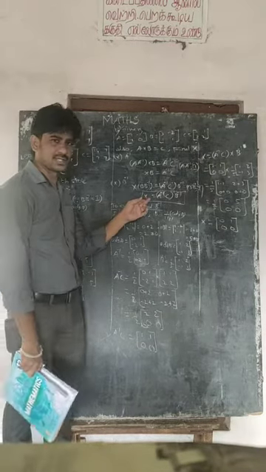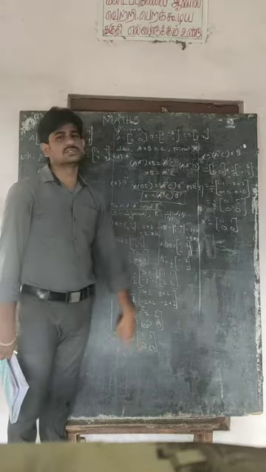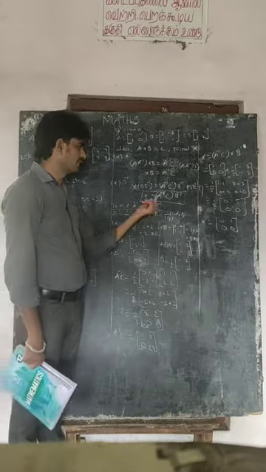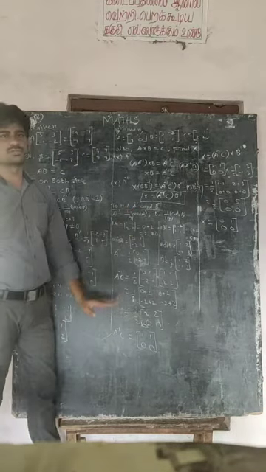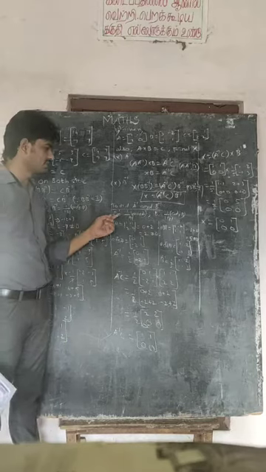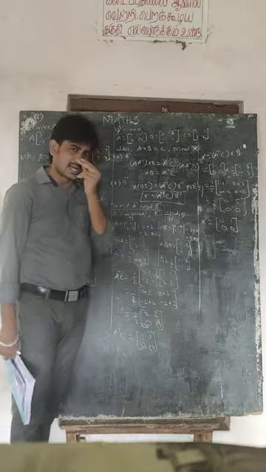We need to find X, okay? X is equal to A inverse into C into B inverse. So very simple. We need to find A inverse and B inverse. First we have to find A inverse and B inverse. Very simple. We know that A inverse is equal to 1 by modulus of A into adjoint of A. B inverse is equal to 1 by modulus of B into adjoint of B.